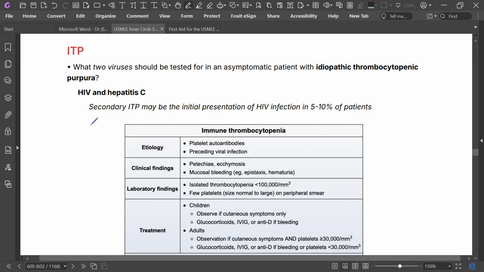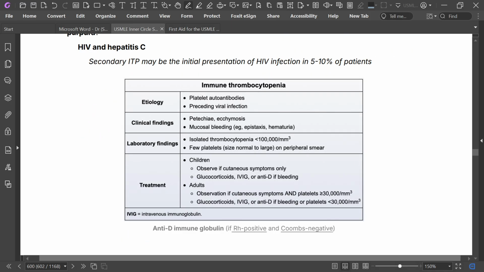Etiology is immune thrombocytopenia. In ITP, there may be platelet autoantibody and maybe a preceding viral infection, HIV and hepatitis C. Clinical presentation: ecchymosis, mucosal bleeding, isolated thrombocytopenia, less than 1 lakh, few platelets on peripheral smear.